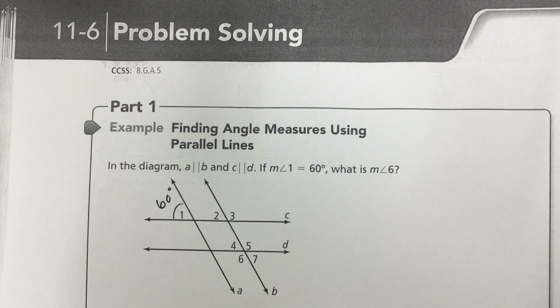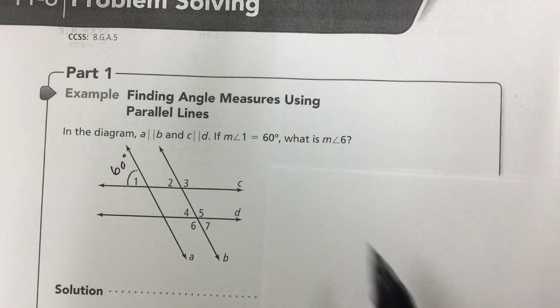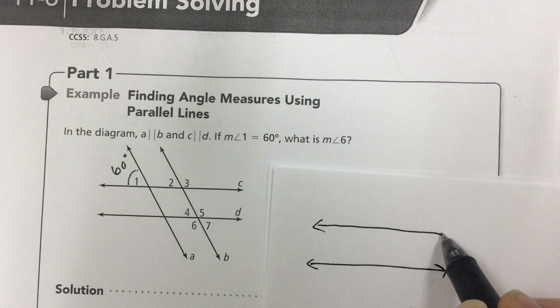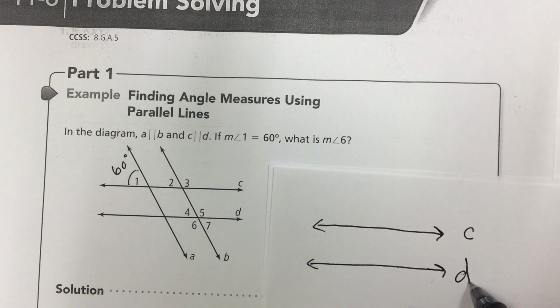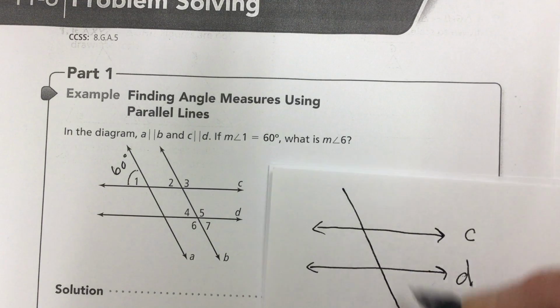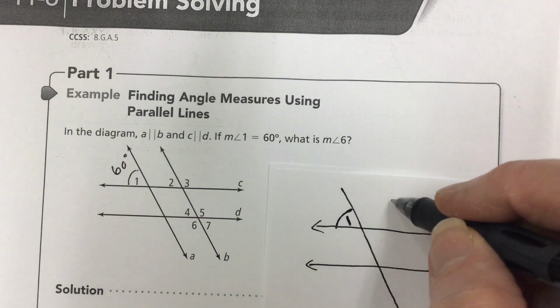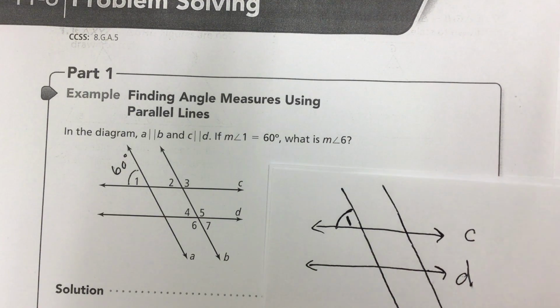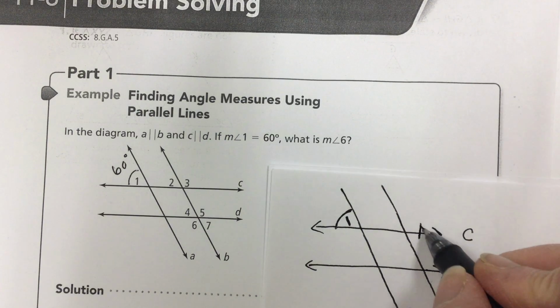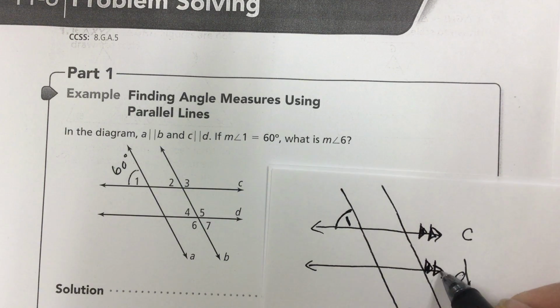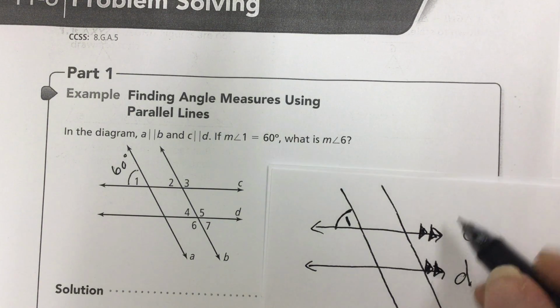All right, so what I first want us to look at is I have two parallel lines, C and D, and they're cut by a transversal. Here's angle 1. Then I have another transversal, and these two lines are parallel also. You've got A and B parallel, and you've got C and D parallel. Now I'm going to put two triangles indicating they are parallel to one another.